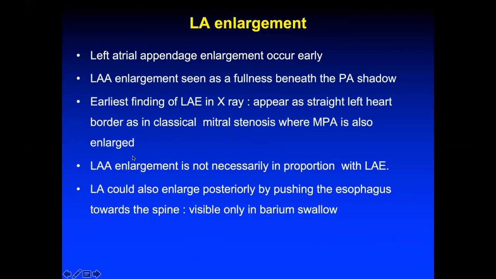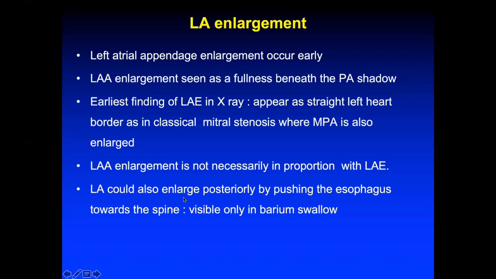Now, in LA enlargement, normally the first thing to enlarge is the left atrial appendage. LA enlargement appears as fullness beneath the PA shadow. The earliest finding of left atrial enlargement is a straight left heart border, as seen in critical mitral stenosis, where the LA appendage is also enlarged. So the left atrial appendage becomes more prominent, and what you see on an X-ray is a straight heart border. Straightening of the cardiac border is the first sign of left atrial enlargement. Now, LA enlargement is not necessarily proportional, so presentation depends on what stage it is at.